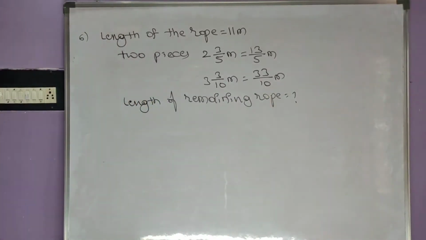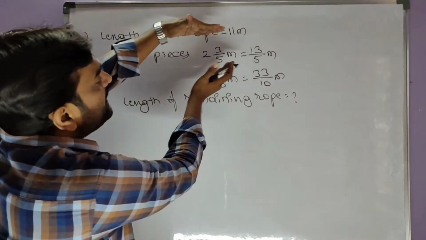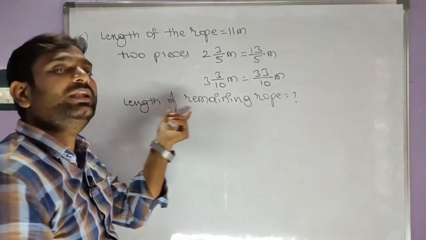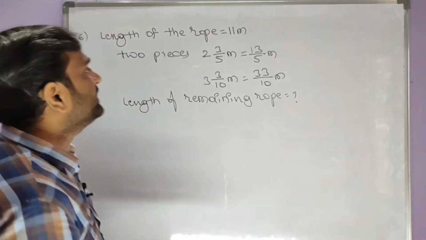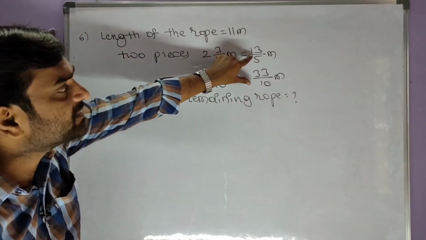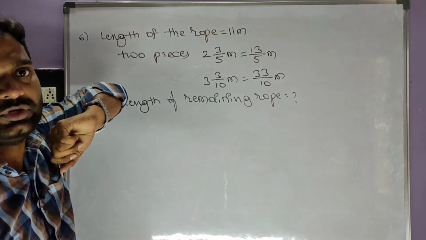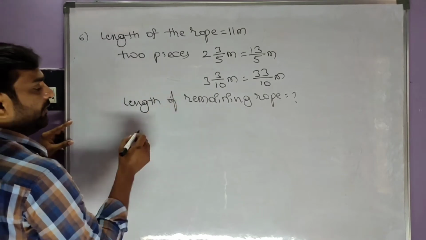Did you get that? Total length of rope is 11 meter. In that, cut two pieces. One is 13 by 5 meter, another one is 33 by 10 meters. Then find the length of remaining rope. What do we have to do here? Subtract these two from the total length of the rope.